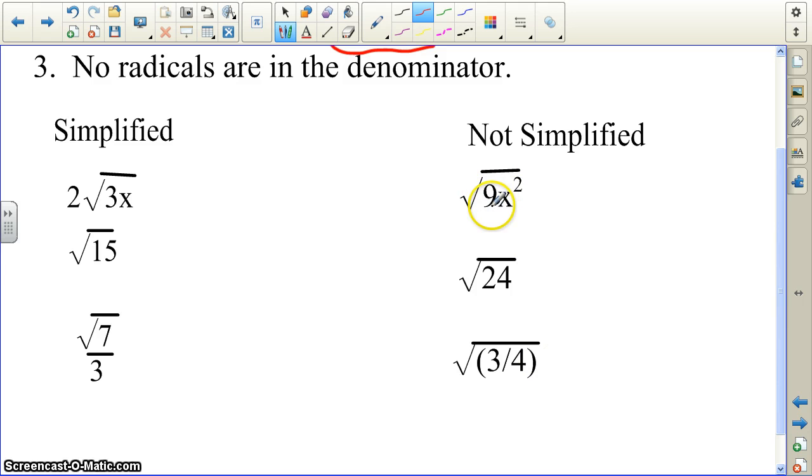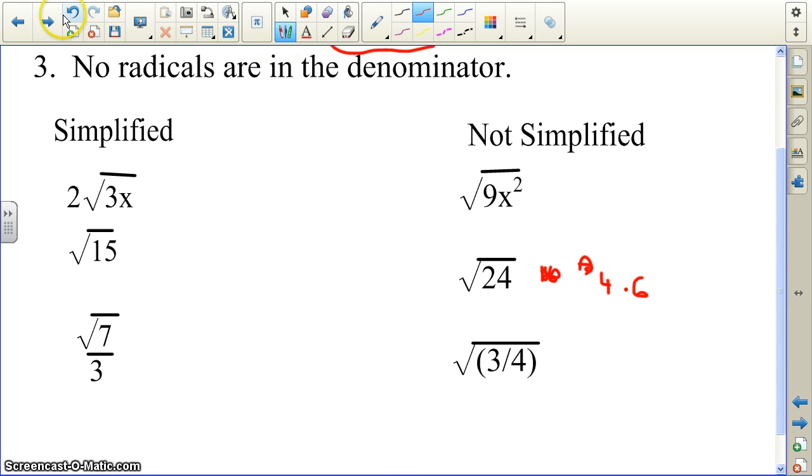I can take the square root of 9 and get a number. I can take the square root of x squared and get x. So that can be simplified further. 24 is 16 times, I apologize for that, not 16 times 3. 24 is 4 times 6. Well, I can take the square root of 4, so that can be simplified.